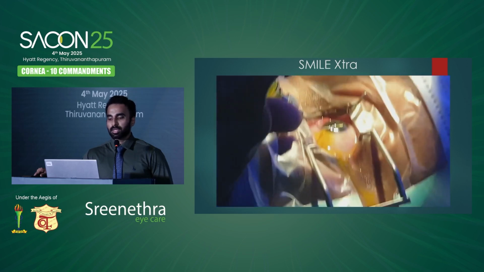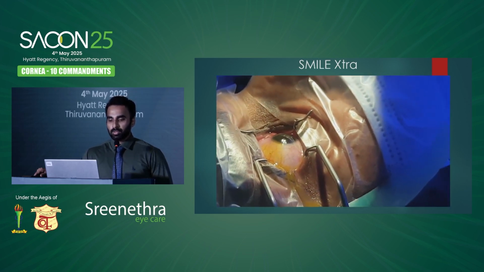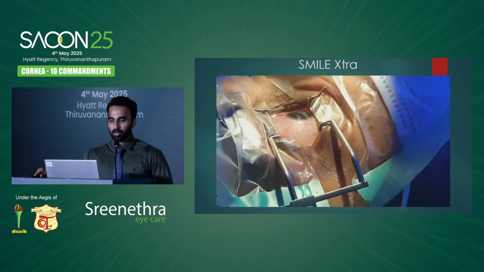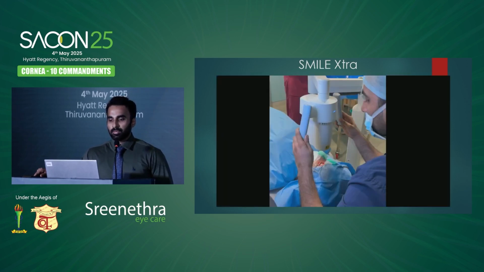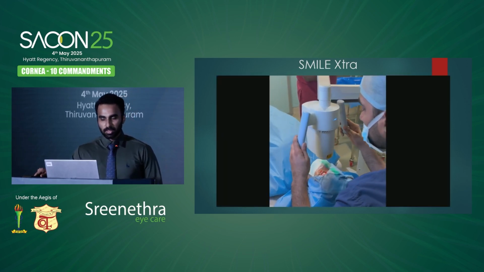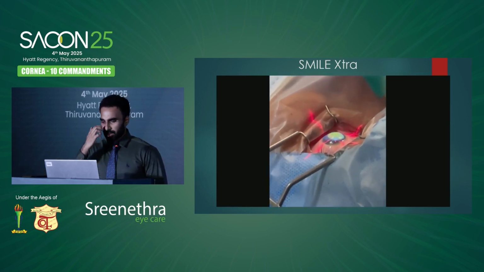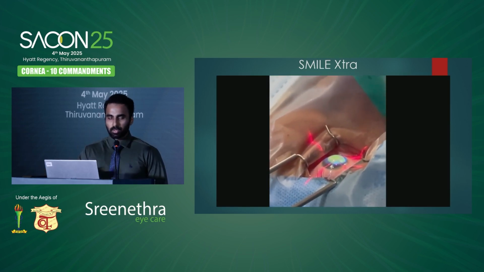Here we inject the riboflavin directly into the stromal interface, allow it to soak for 90 seconds, and then we wash it out thoroughly. Then we can proceed with the UV application. We do this in borderline corneas where we feel that if you do a refractive surgery, there might be a small risk of ectasia. So we do it as an extra margin of safety.